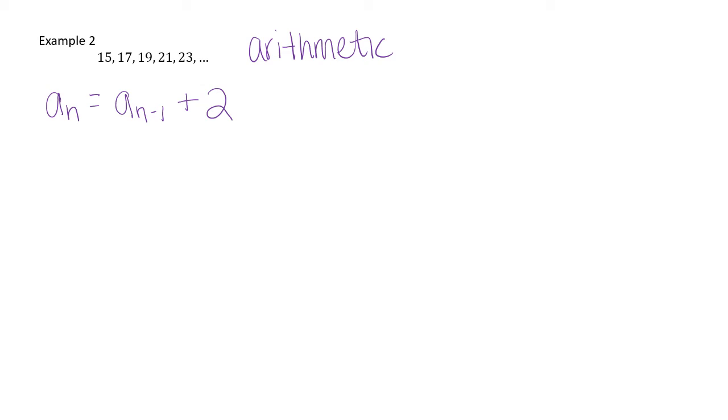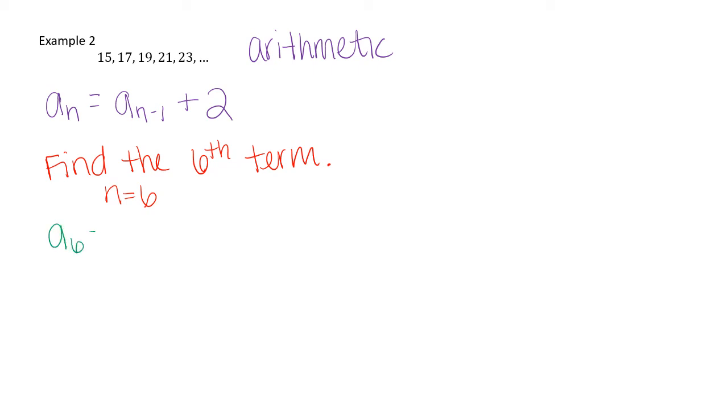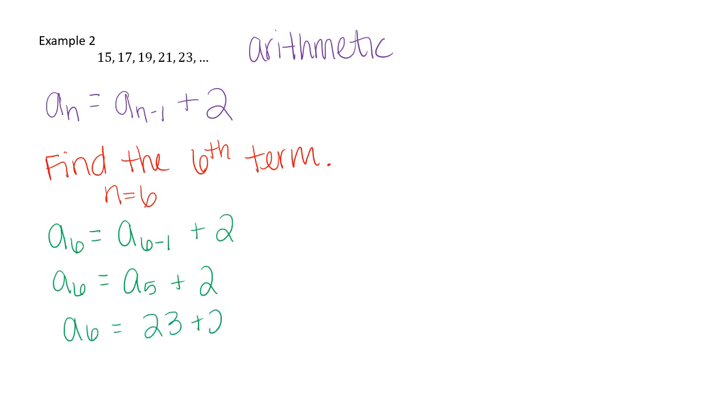And then if I want to find the 6th term, it's going to look very similar to the last example, where we plug in 6 for n. So a sub 6 equals a sub 6 minus 1 plus 2. Just like last time, a sub 6 minus 1 is the same as a sub 5. And that 5th term up there is 23. So the 6th term is going to be equal to 23 plus 2, which is just going to be 25.